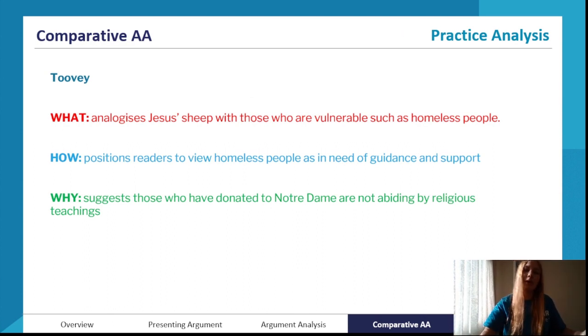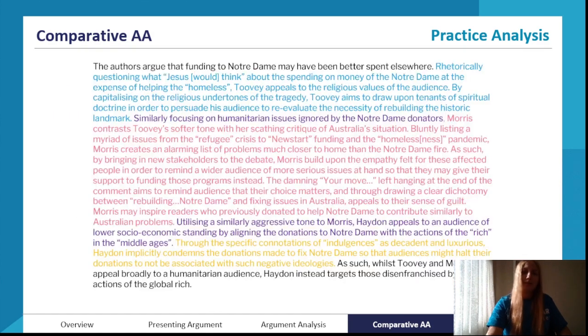And then doing one by one practice analyses using our what, how, why method. Let's see an example. Tuvi analogizes Jesus' sheep with those who are vulnerable, such as homeless people. So an analogy is when we compare something to something else, sheep to homeless people in this case. This is a religious allusion. This positions readers to view homeless people as in need of guidance and support. And it suggests that those who have donated to Notre Dame are not abiding by religious teachings because they're overlooking what should take priority. And here we have our whole comparative paragraph.